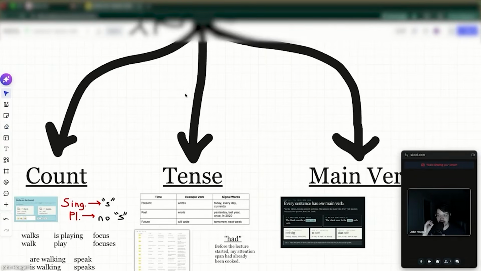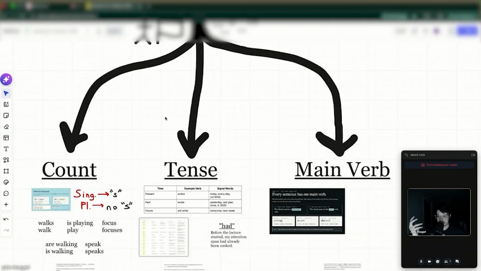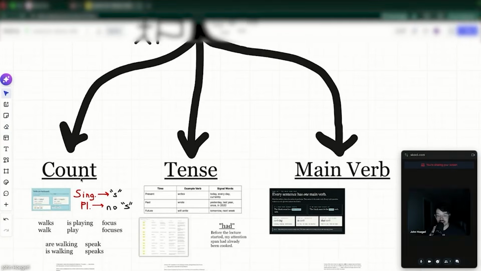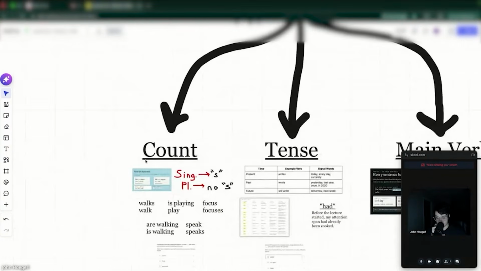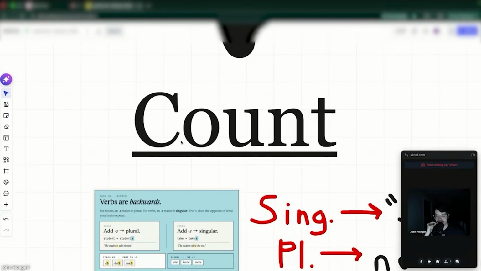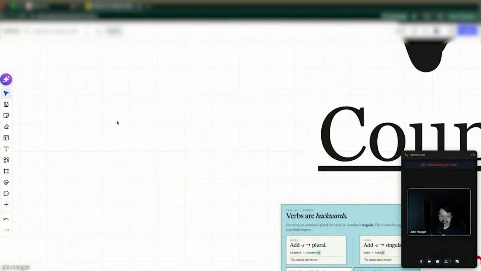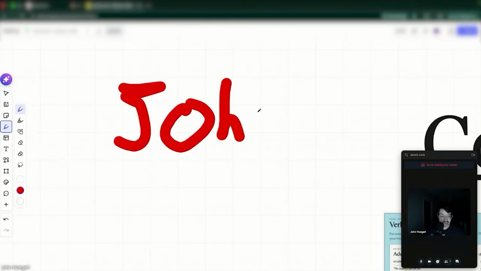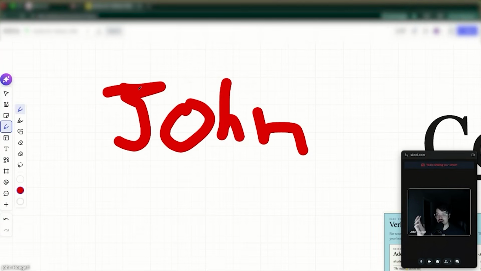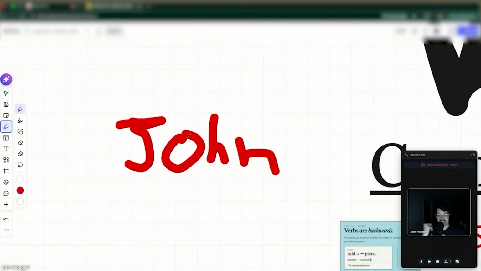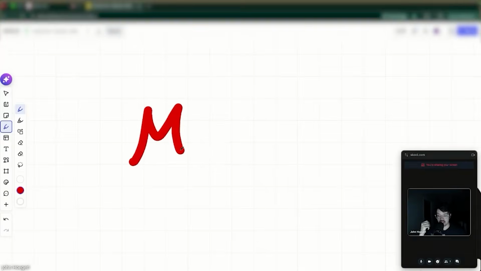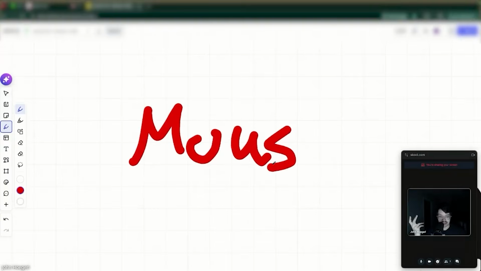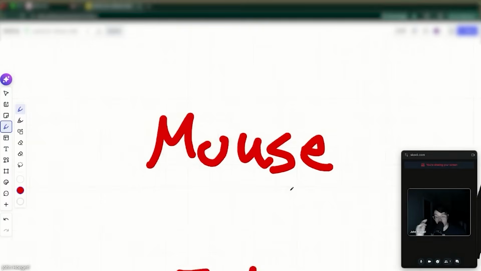There are three categories of verbs that you need to understand before taking the SAT: count, tense, and main verb. The first thing is count. So think about it for a second. With a noun, let's say you have a noun like John. Now, there's only one of John, there's only one of me, so that would be a singular noun. Singular means that there's only one of that thing. Likewise, if I said a noun like mouse, this computer mouse, that would also be a singular noun. It's only one mouse.